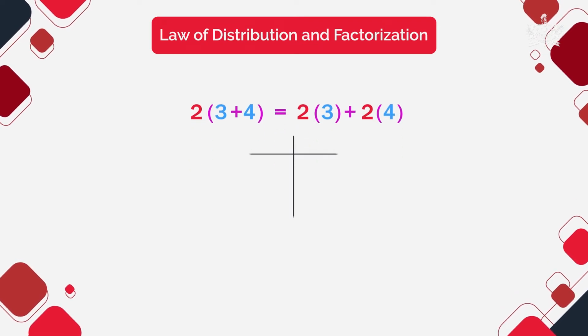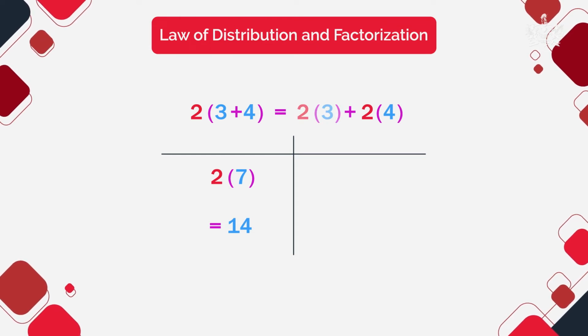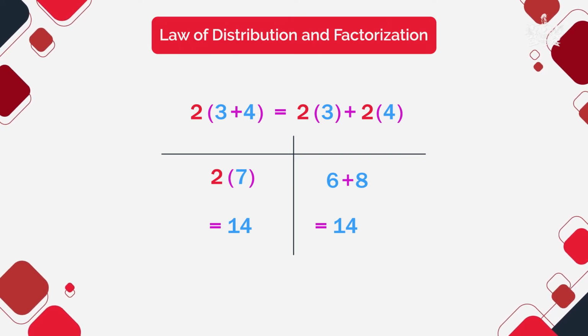Using the order of operations, on the left we have 3 plus 4 as 7, then times 2 is equal to 14. On the right, we have 2 times 3 as 6 plus 2 times 4, which is 8. And 6 plus 8 is equal to 14. So it checks out. Now, let's apply this to polynomials.